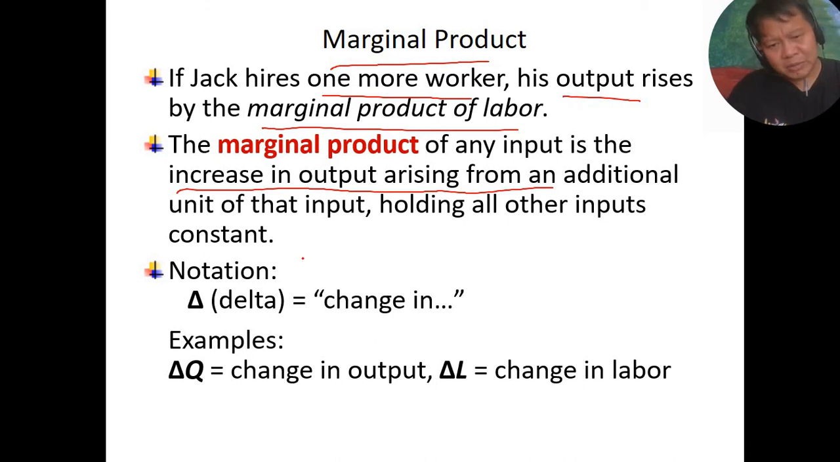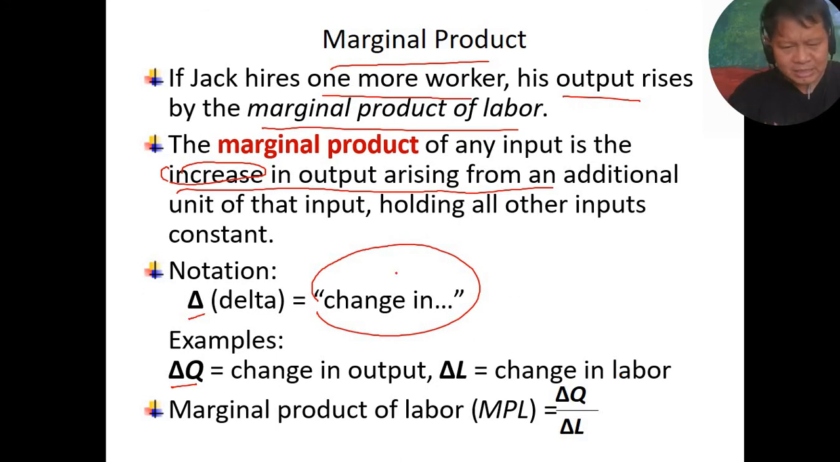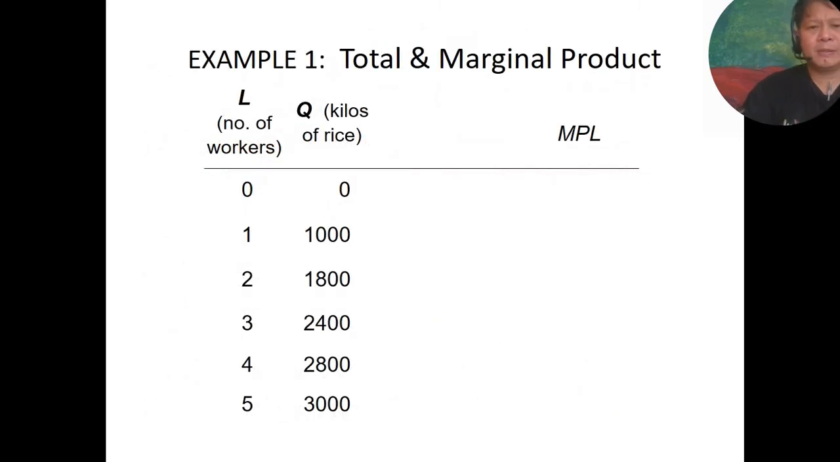So we have some notation here. We have the notation delta, which is change in. It could be a decrease, it could be an increase in output. Now, examples: the change in output is change in Q, or delta Q. And the change in labor, or change in input, is delta L. So we represent it to make it easy to understand. So the marginal product of labor, or the additional output because of the additional labor, the MPL, is computed as the change in output divided by the change in labor. So delta Q over delta L is considered the marginal product of labor. So there are some examples here.